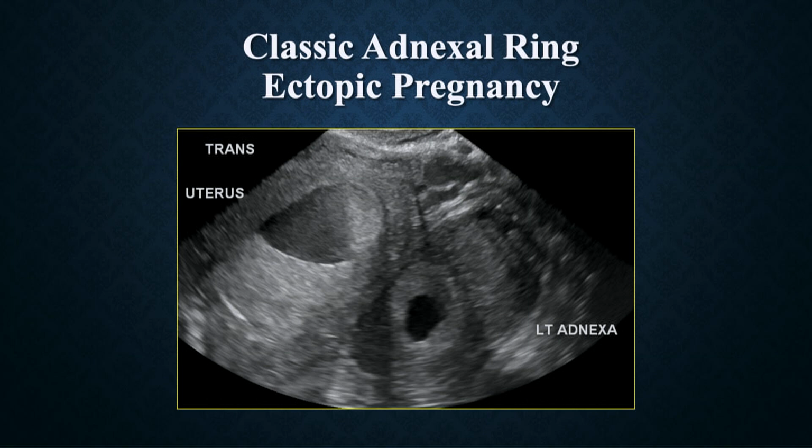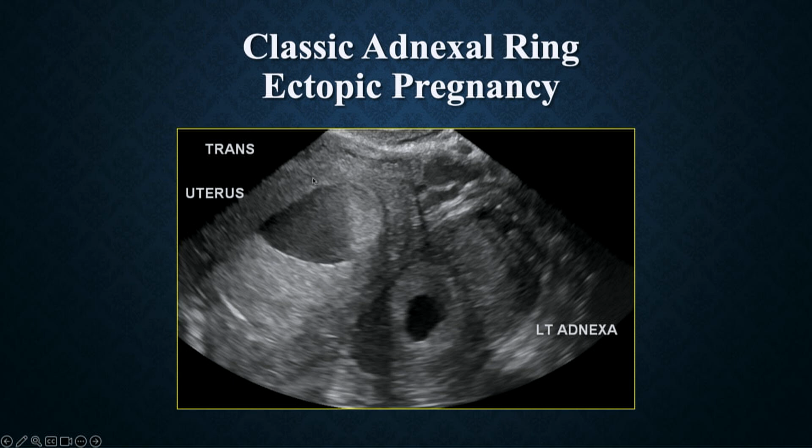Again, another classic adnexal ring. Unfortunately, we don't see this all the time. Many times what we just see is the hematoma or the solid adnexal mass. But again, making sure that our sonographers are looking for the adnexal ring. You can see the hemorrhage around it here. This is a bleeding ectopic.